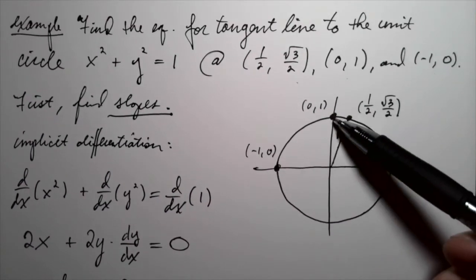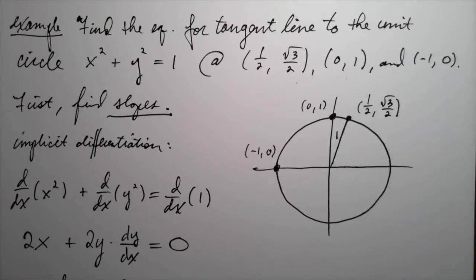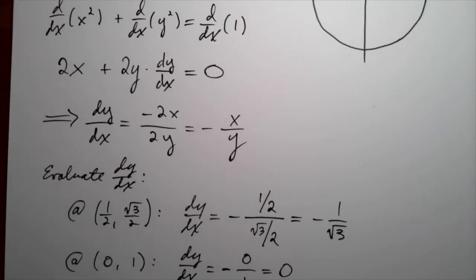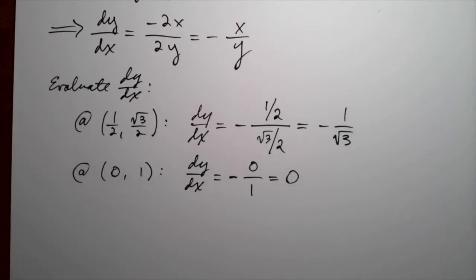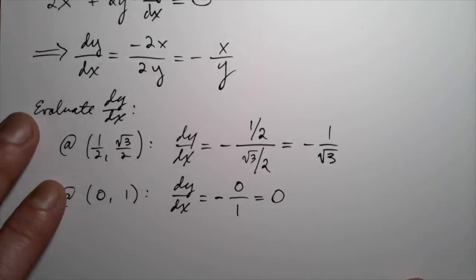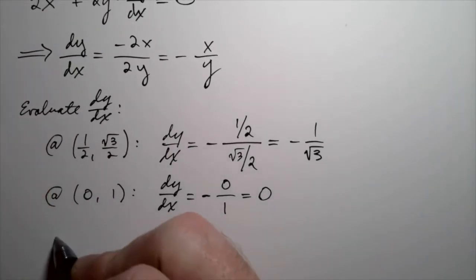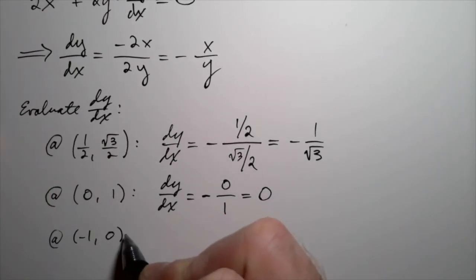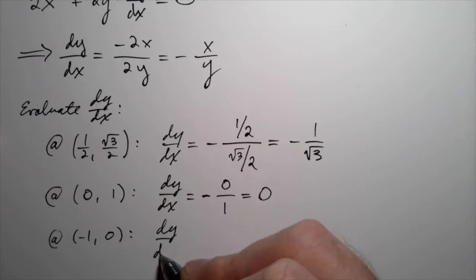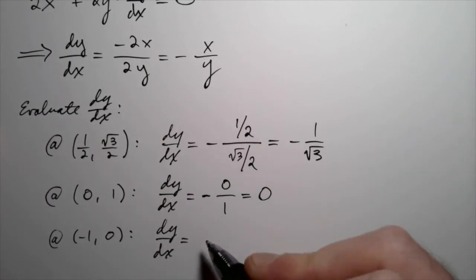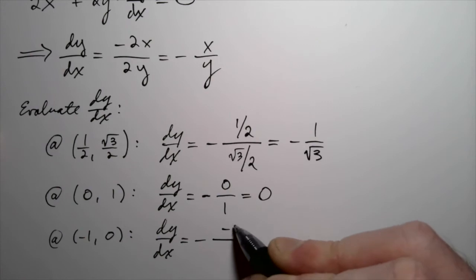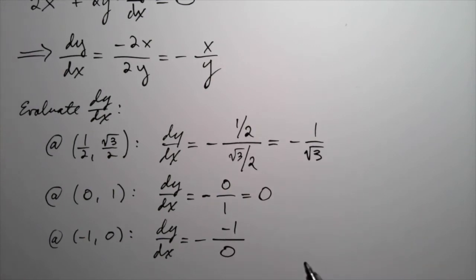That makes sense. Up here at the top of the circle, if you think about the tangent line at that point, that tangent line will be horizontal. It's going to have slope 0. So that corresponds to our calculation. Now what happens if we evaluate the derivative at minus 1 comma 0? Well, then dy over dx is going to be minus the x-coordinate, which is minus 1, divided by 0.